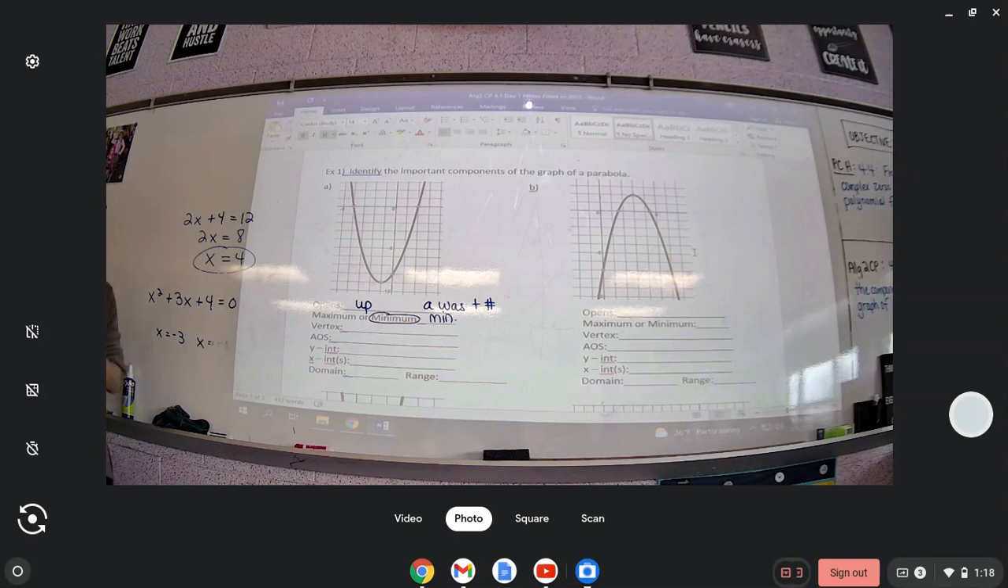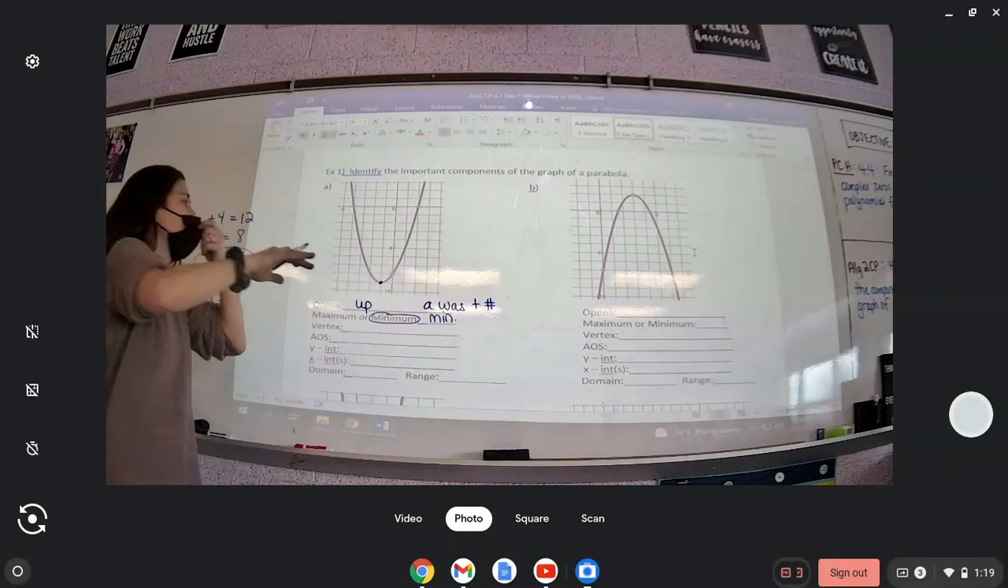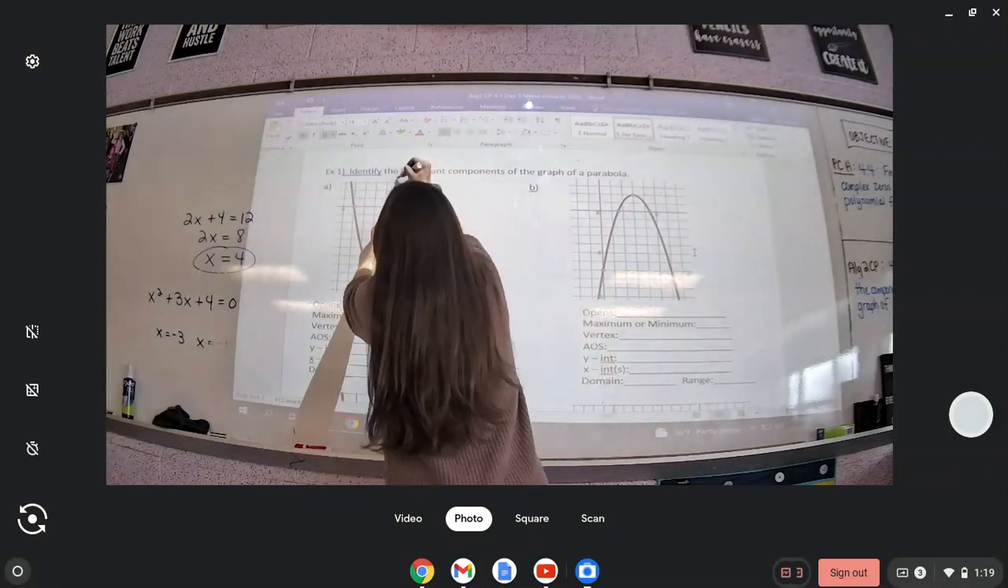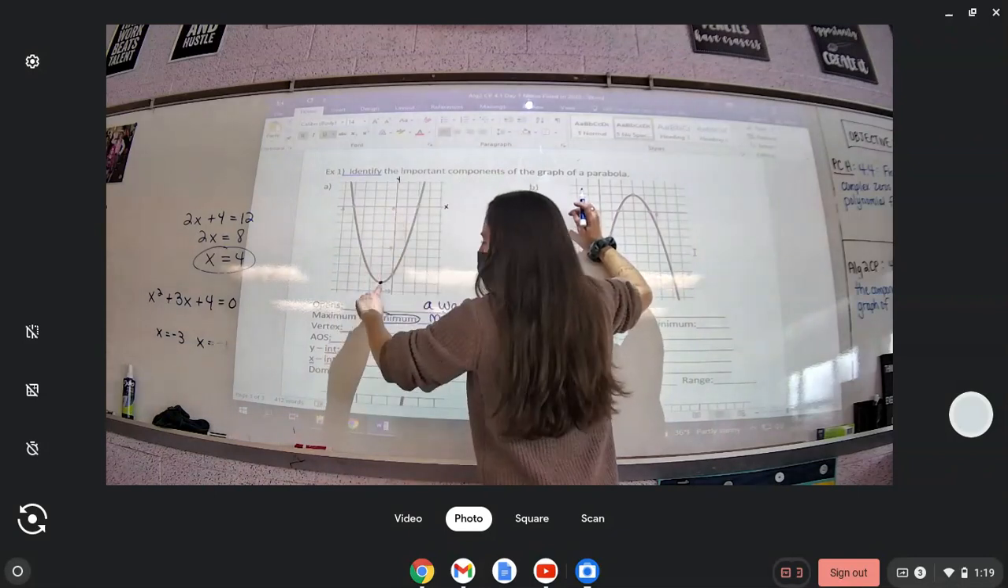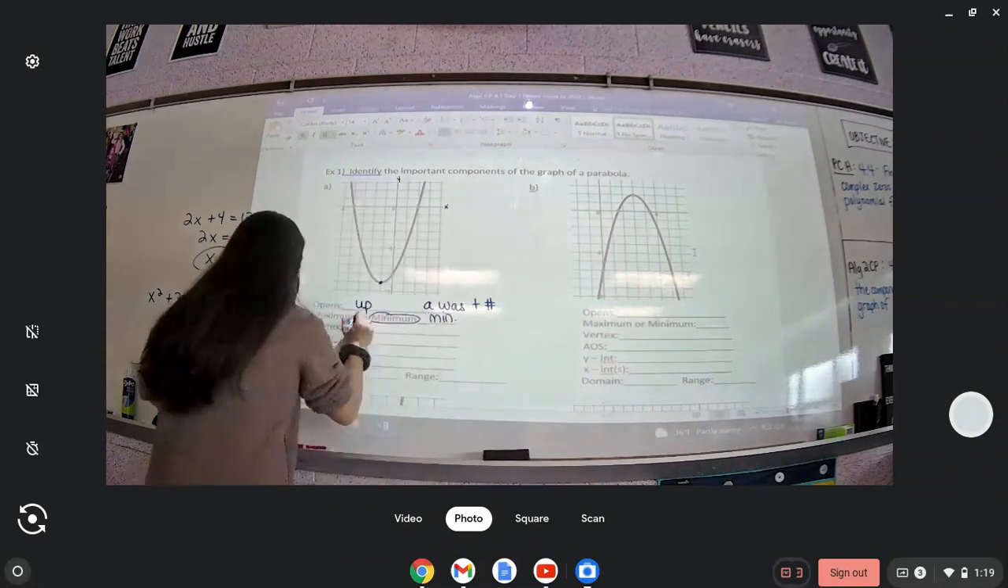All right, now I want the vertex, that highest or lowest point. Probably what I would say is the most important point on the graph. Guys, it's right there. Now, these are not centered. If you can picture, guys, that's 0, 0. Here's your x-axis. Here's your y-axis. Here's 0, 0. So who's that point right there? -1, -9. That's your vertex.